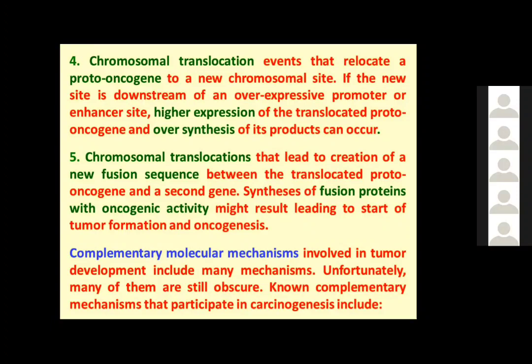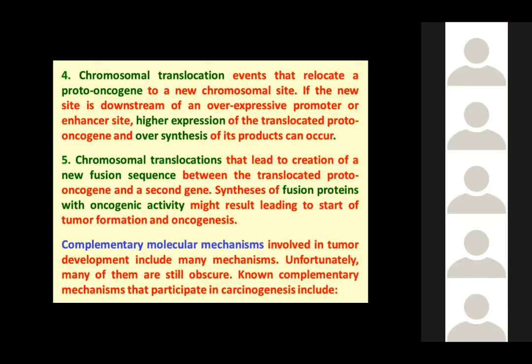Is this point clear, everyone? Yes, it is clear, Doctor. Chromosomal translocation can pave the way for some cancers if a proto-oncogene is relocated into a site downstream of an overexpressive promoter, leading to higher expression and oversynthesis of its products, its oncoproteins, and this also paves the way for development of cancer.